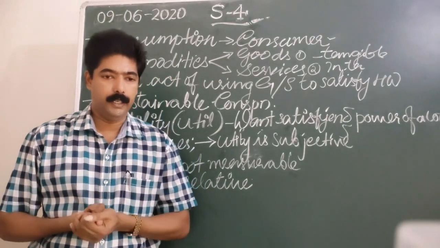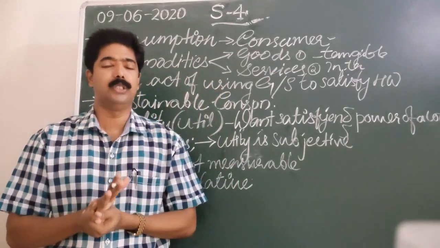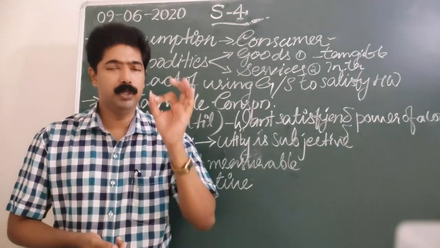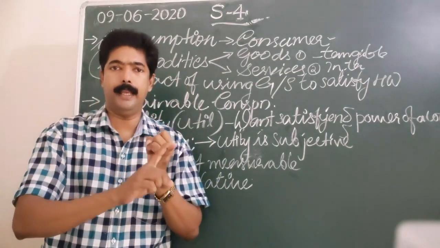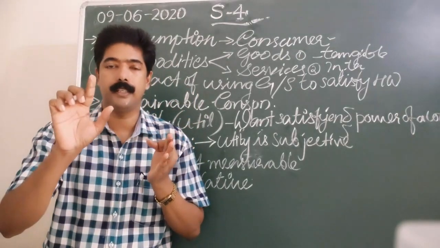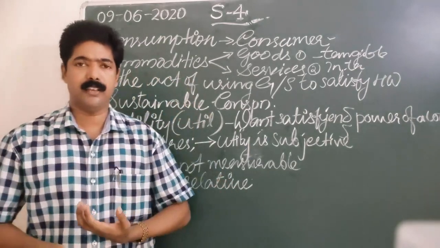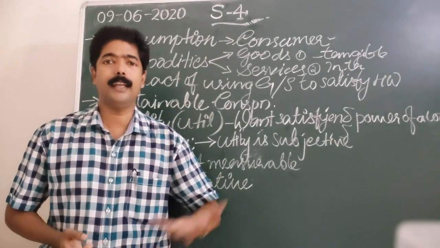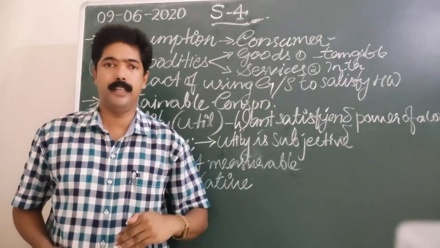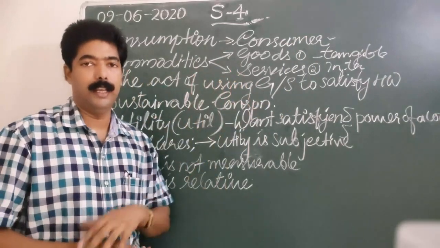Is that clear? Then also remember that utility is not constant. I told you that utility varies from place to place, time to time, person to person. Therefore, utility is not constant. It is not fixed. According to your idea, according to your satisfaction, it can vary. The satisfaction will not be the same after consuming the same type of commodity. So therefore, it is relative in nature.